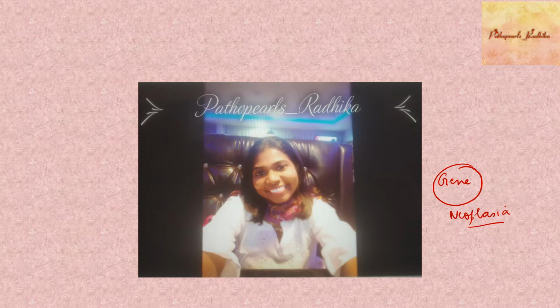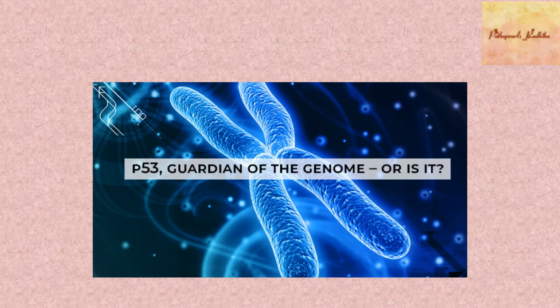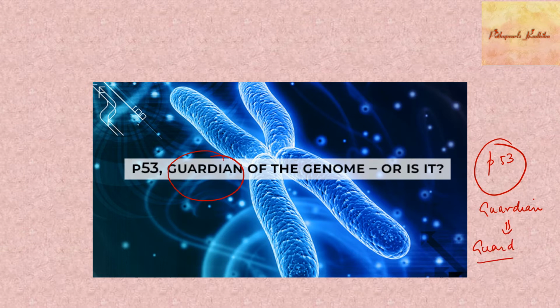Okay, so the gene which we are going to discuss today is P53, one of the most important genes in neoplasia. It's also called the guardian of the genome. So why is it called the guardian of the genome? It's called guardian because it's going to guard the cells or protect the cells, right? It prevents the development of tumor. It's going to guard. That's why it's called the guardian of the genome.